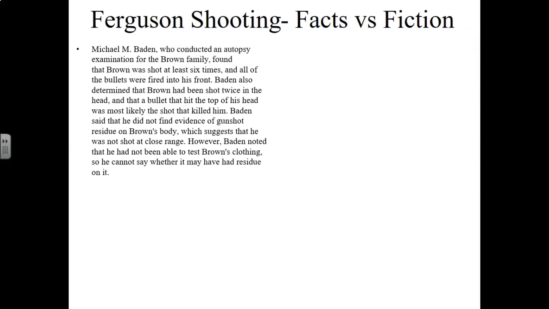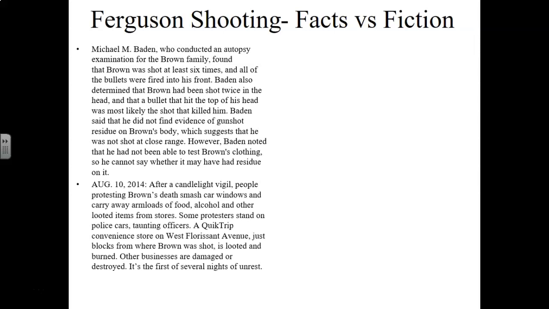Baden said that he did not find evidence of gunshot residue on Brown's body, which would suggest that he was not shot at close range. But Baden did have to note that he was not able to test Brown's clothing, so he could not say whether or not it had residue on it, and that could prove that he was shot at close distance, since the residue would be found on the clothing.